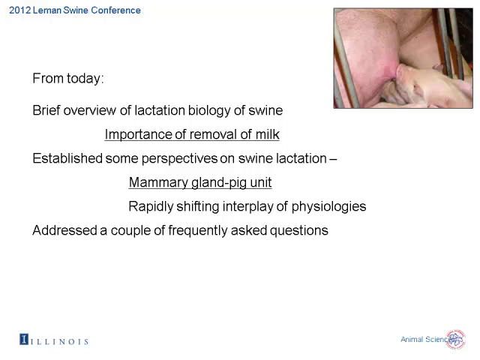Again, I've tried to emphasize this idea of a mammary gland pig unit. So this guy and the pig are growing together in concert. This is part of that dance. It's a dynamic relationship between them. This one's challenging that to make more milk. As it makes more milk, it challenges this guy to grow, and so on. Again, this rapidly shifting interplay of physiology, whether it's during the milk ejection phase, or this a little bit longer term in terms of this mammary gland pig unit that I was talking about.